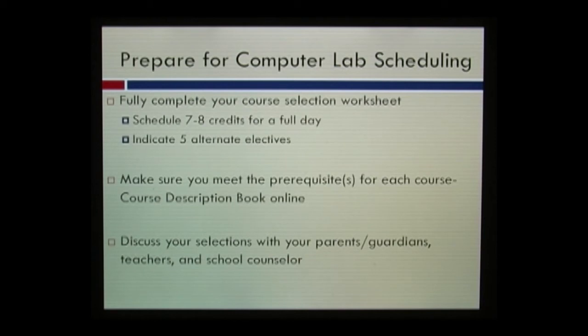If they are blank or do not have enough alternate electives, it is very hard for us to get you the courses that you would like to take. Please make sure you meet the prerequisites for each course in the course description book, which is online. And make sure to discuss your selections with your parents, guardians, teachers, and counselors.